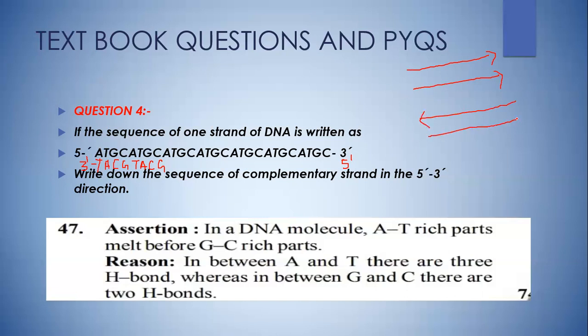Direction will be opposite. So if the polarity of one strand is 5' to 3', then the polarity of the complementary strand will be 3' to 5'. And you also know that A always pairs with T and G always pairs with C. On that basis, you can easily solve this question. I hope it is clear. Now, let us move to the next question.